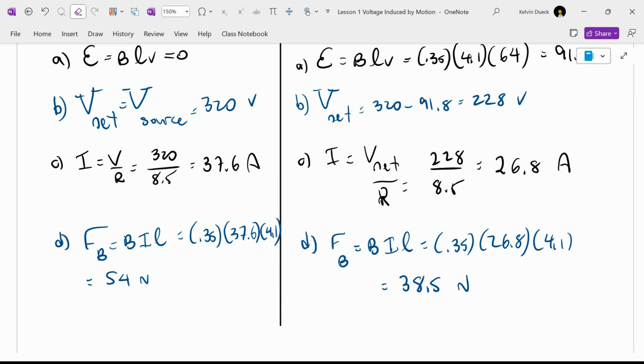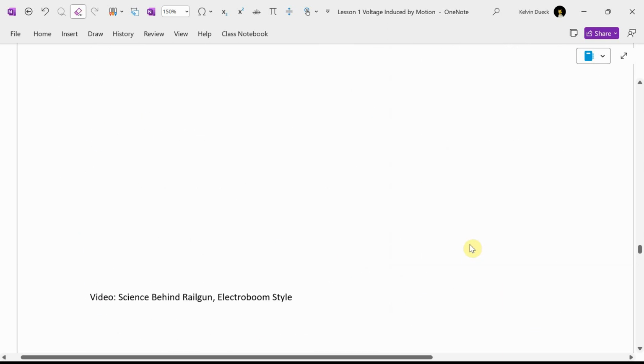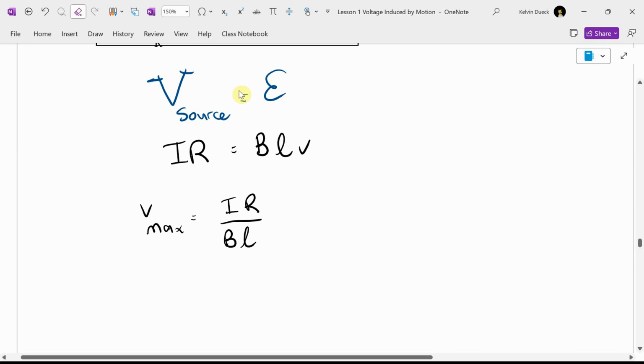And as it goes faster and faster, the net voltage gets smaller, the net current gets smaller, the net force gets smaller until you hit a maximum speed. What's the maximum speed? When V source equals induced voltage.